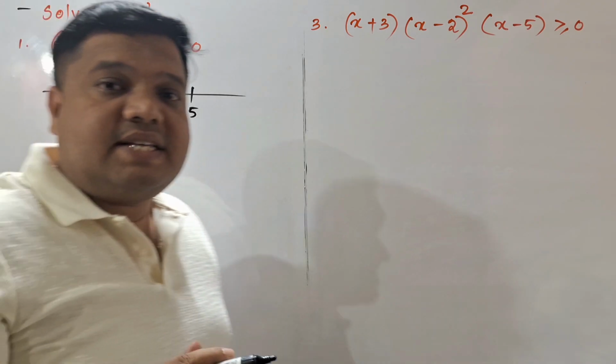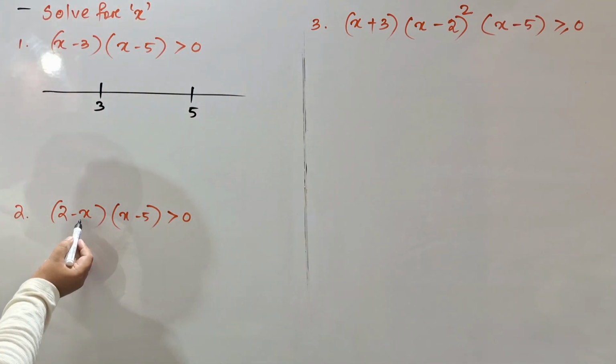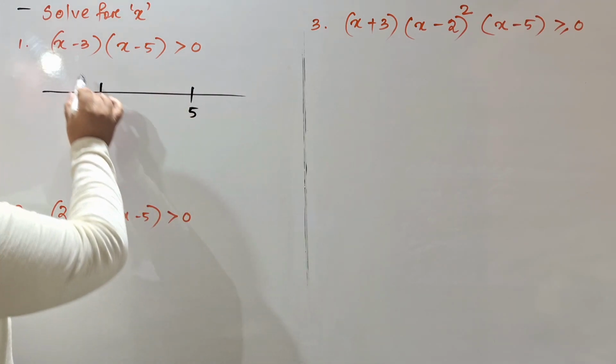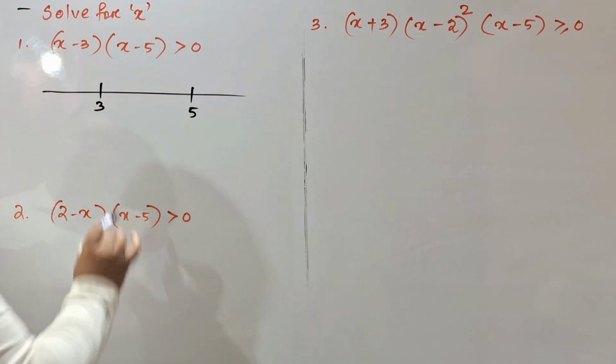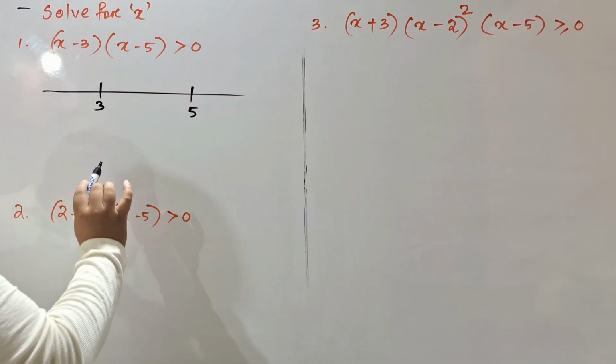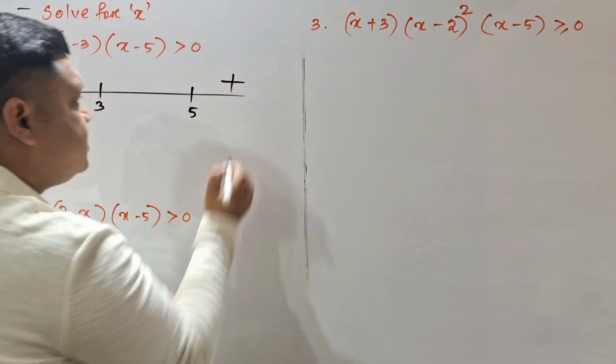If the coefficient of x is not positive, look here, question number 2, the coefficient of x is negative. I will handle this one there. Now here the standard form is satisfied because the coefficient of x is positive. The right side of the inequality is 0. So if standard form is satisfied, the rightmost region is positive.